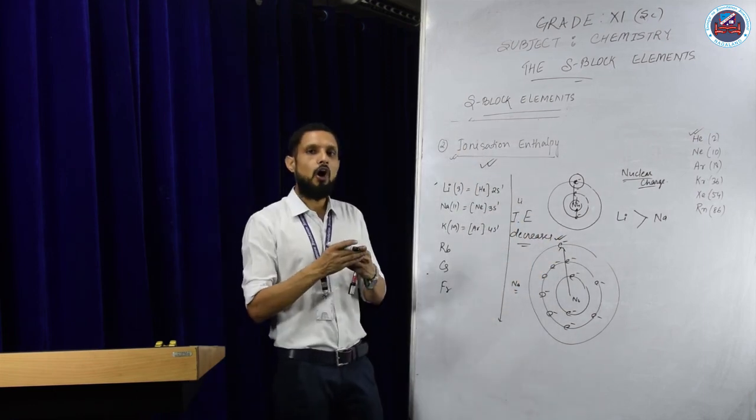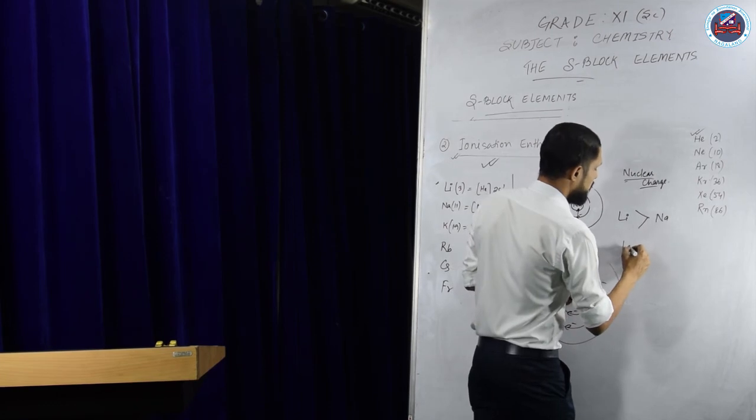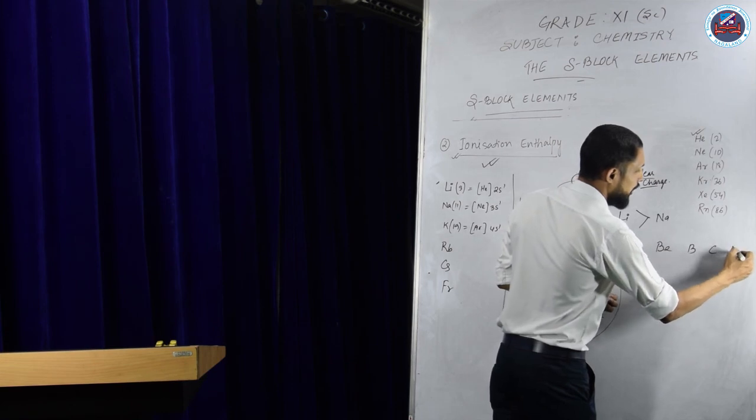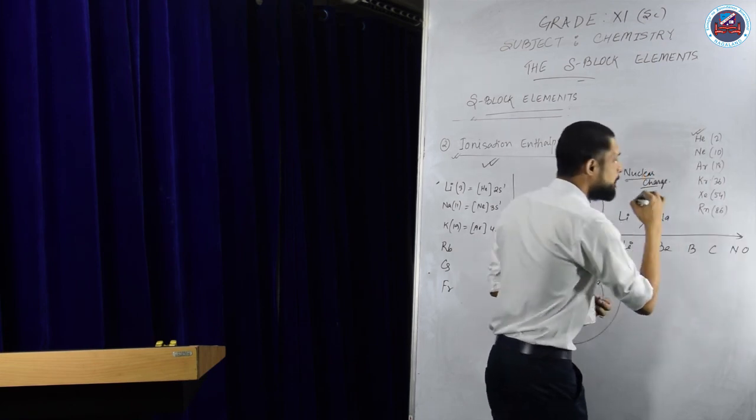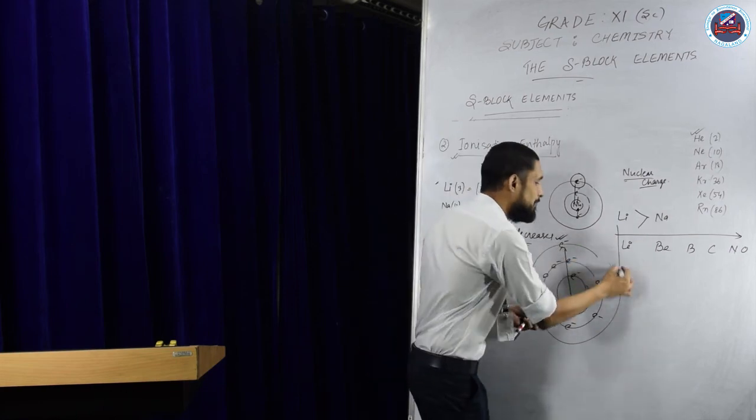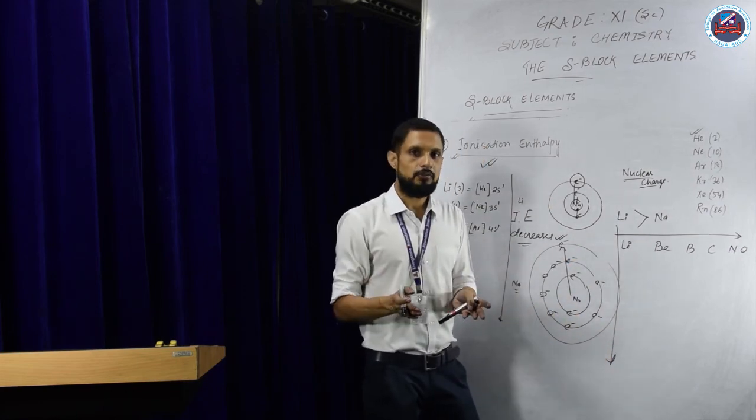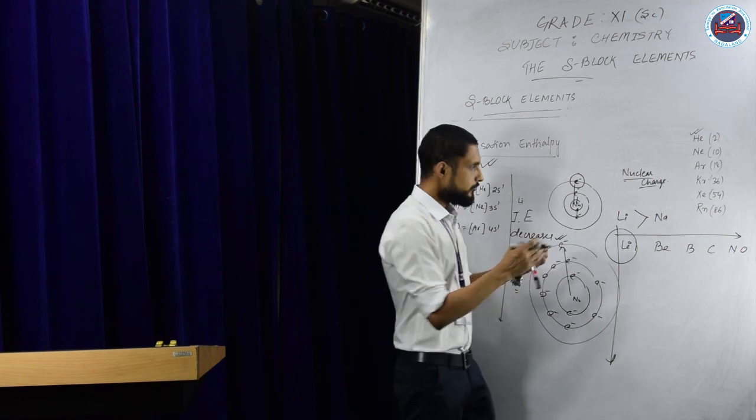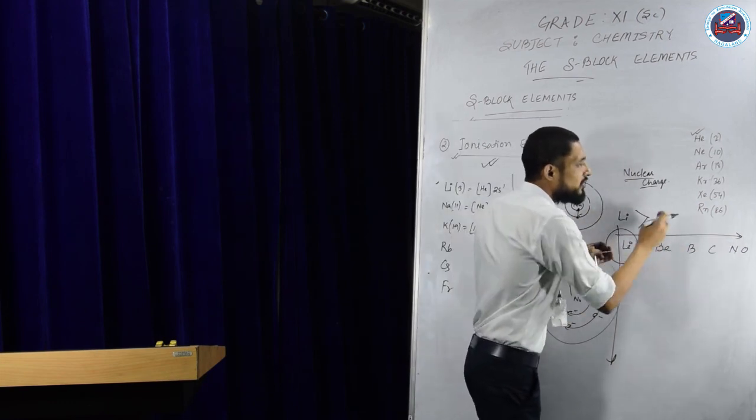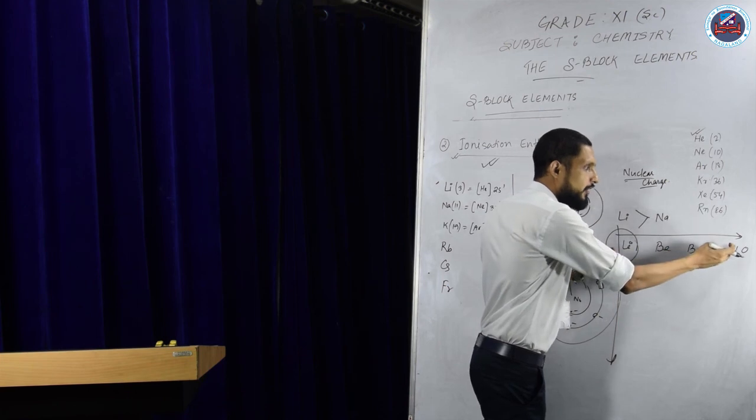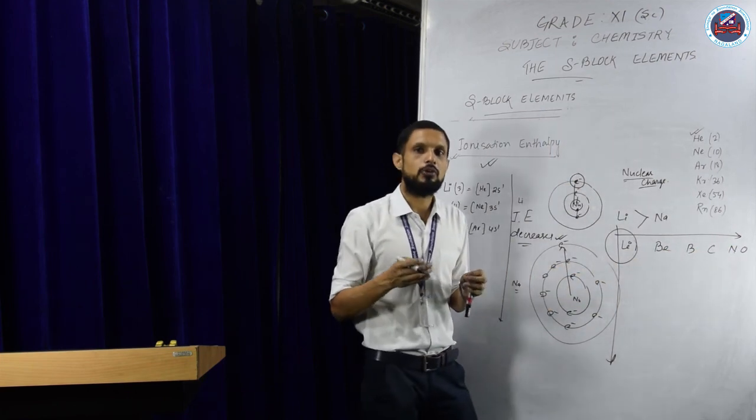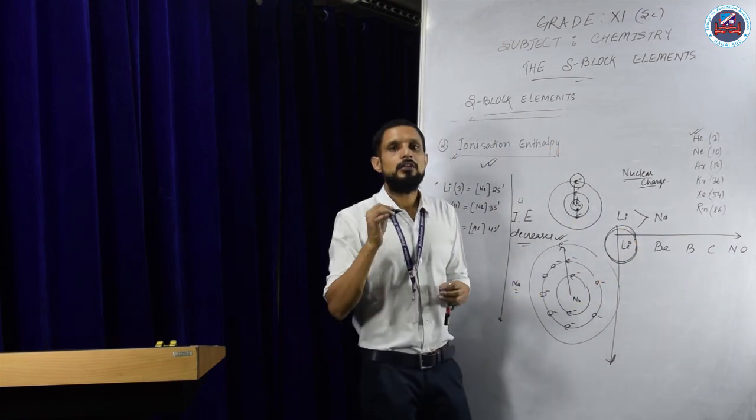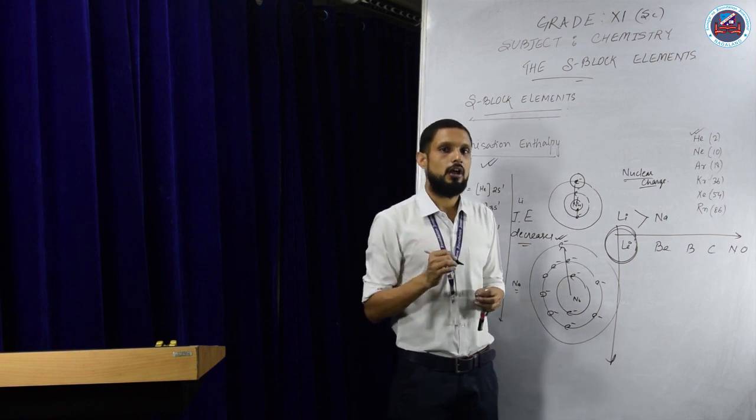Now, if you compare along the period, say you have lithium, beryllium, boron, carbon, nitrogen, oxygen. If you move along the period, you'll find the alkali metals have the largest size. So in that case, they will have the minimum nuclear charge. As we move along the period, size decreases, nuclear charge increases, and as a result, ionization enthalpy also increases. So along the period, the alkali metal will have the lowest ionization enthalpy.